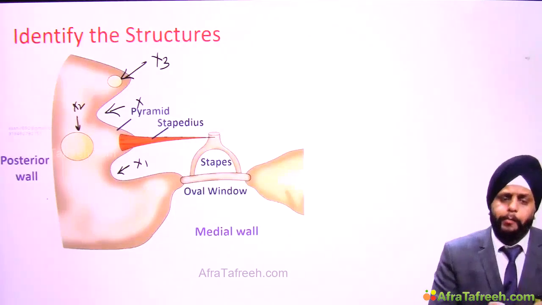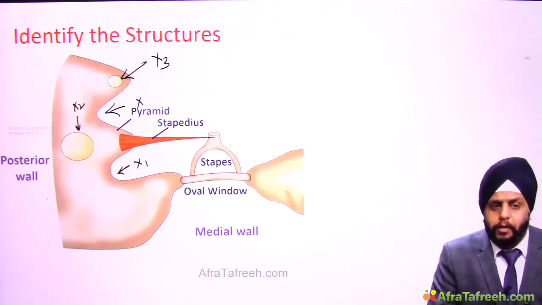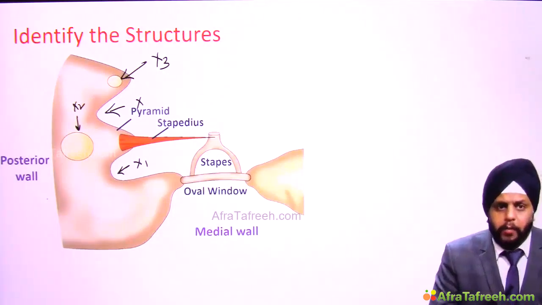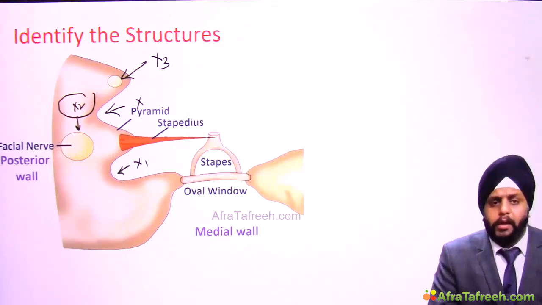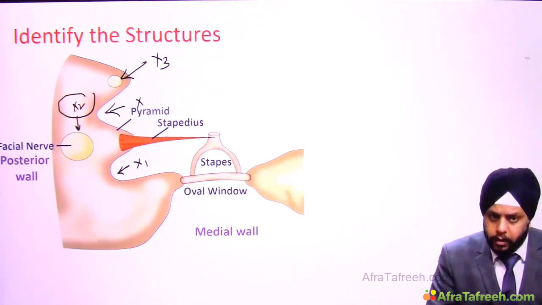Now in the posterior wall we have a nerve, right? Everyone knows we have a nerve. Which nerve? I have marked that as X2. You can see a nerve going through the posterior wall. Which nerve is that? That is your facial nerve. If somebody asks you which segment, this is the vertical or the mastoid segment of the facial nerve.